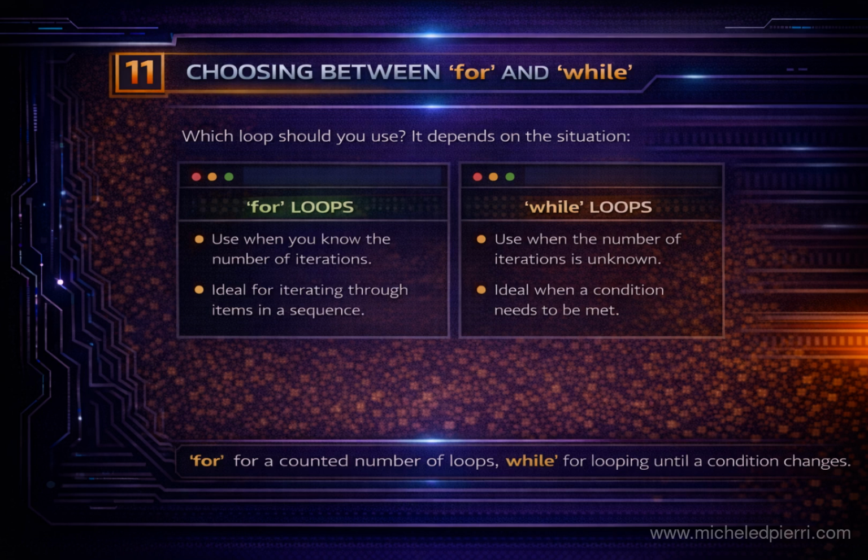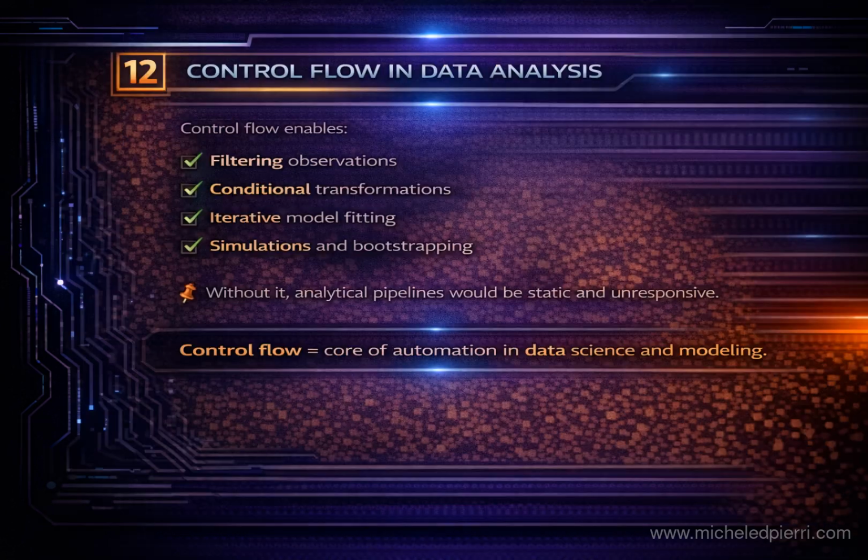Which one to choose? The golden rule is, if you know how many times you need to iterate, use for. If you depend on an external condition that can change at any time, while is the right choice. In data analysis, control flow allows us to clean datasets, transform values conditionally, and create statistical simulations. It's what turns raw data into useful information.